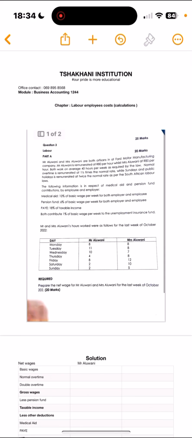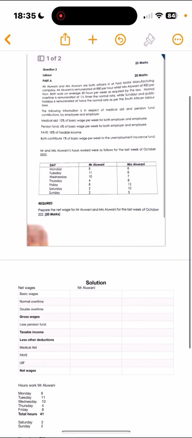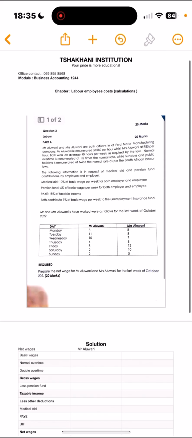And then they indicated that Sunday and public holiday is remunerated at twice the normal rate as per South African labor law. So meaning that if you work on Sunday and you also work on a public holiday, they will take the normal hours and multiply it by 2, meaning that this person will be getting 160 per hour for Sunday and public holidays.